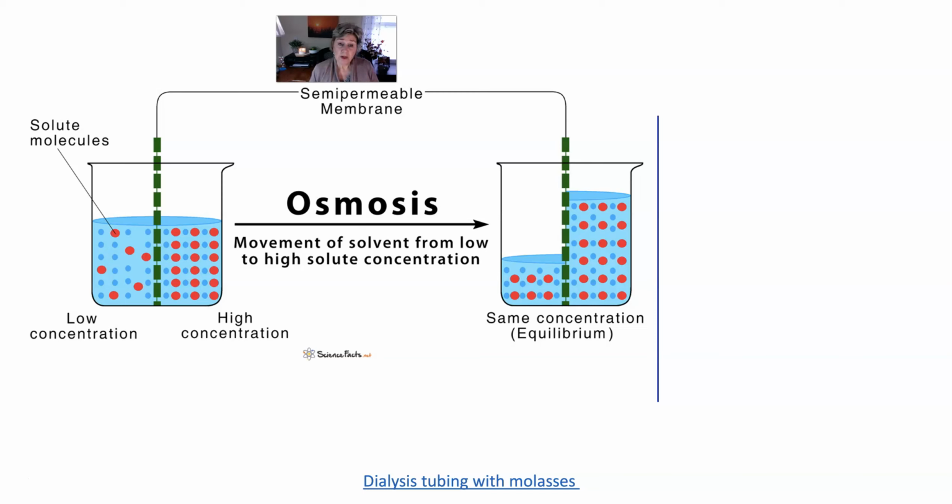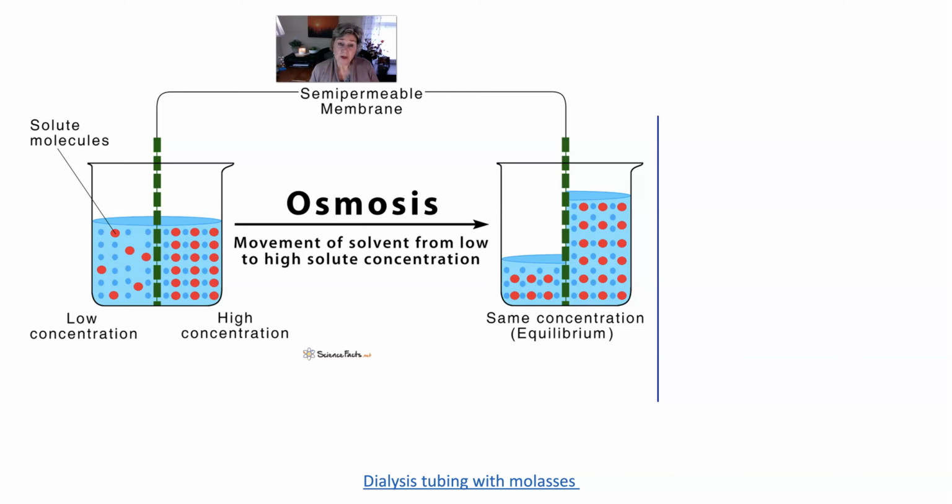So let's take a look at some tubing, or a membrane in this case, in my two beakers that I have here. On the left side, we have a low number of sugar molecules, but that also means we have a high number of water molecules. On the right side in that same beaker, we have lots and lots of sugar molecules, those red ones, but we have fewer water molecules. And right here in the middle, we have this membrane.